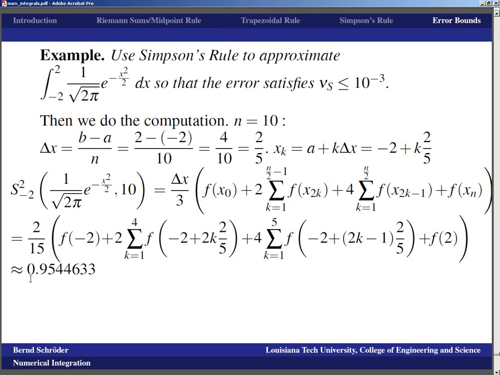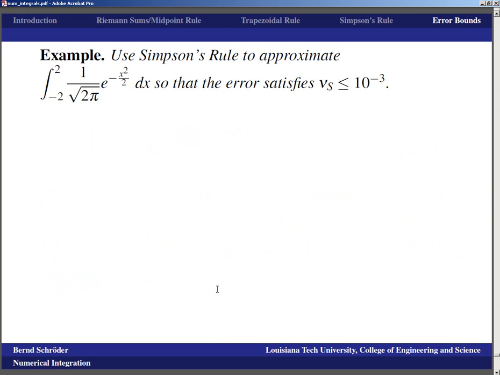And it's approximately 0.9544633. We know the error is about 10 to the negative 3, which means the result, really what you would report, is that the result is about 0.954, or actually 0.9544, because the next digit may still carry some validity here. And that's the answer.